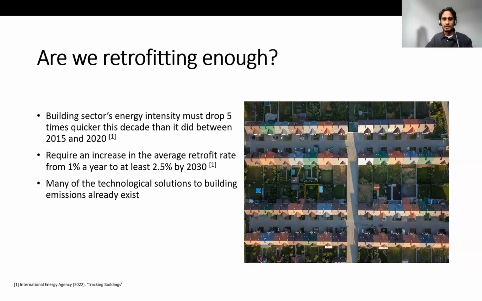So this will require an increase in the average retrofit rate from 1% a year to at least 2.5% a year by 2030. But the key thing to note here is that many of the technological solutions to building emissions already exist, as we've seen on one of the previous slides. That's not to say that innovation isn't happening in this area too. It is, but we do have the means to address this problem already. And the main challenge here is to roll out these technologies at sufficient speed and scale, and also to make informed and appropriate choices about how to treat our building stocks.